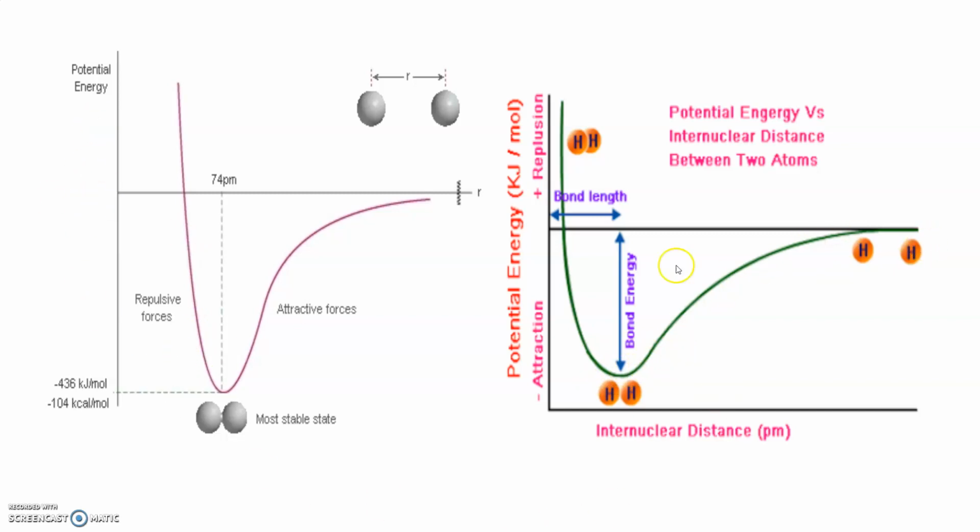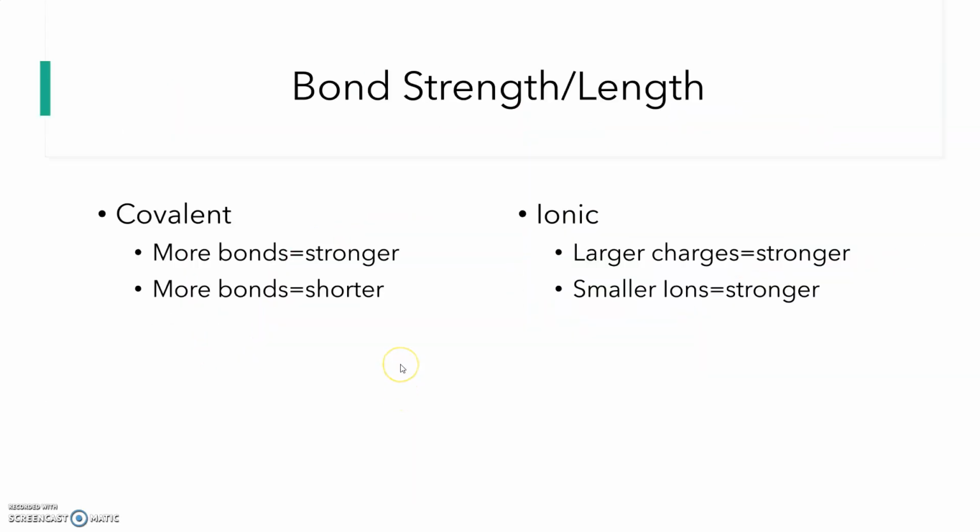So you're more likely to see these diagrams than a question asking you to identify something as covalent or ionic, although they might do that with intermolecular forces. But let's move on. All right, bond strength and bond length.